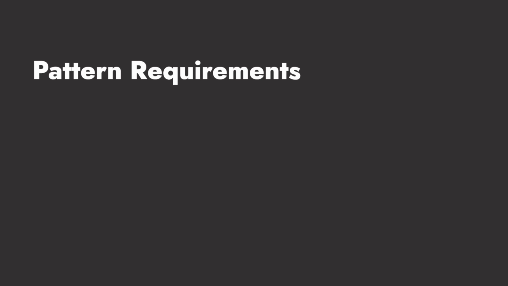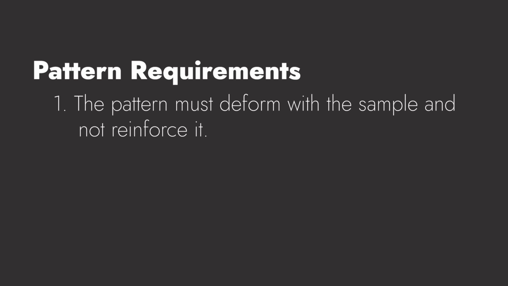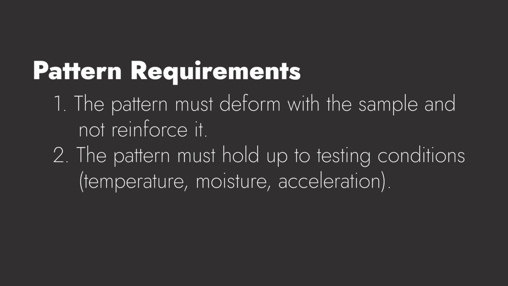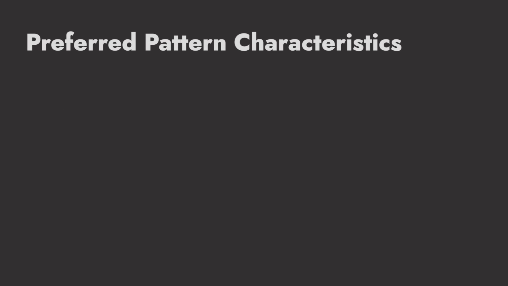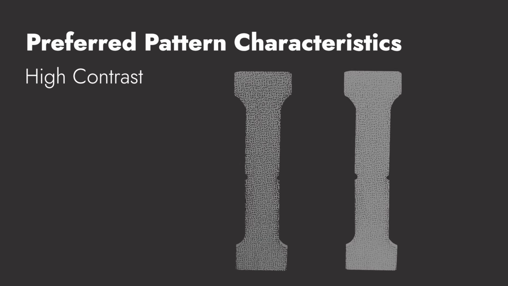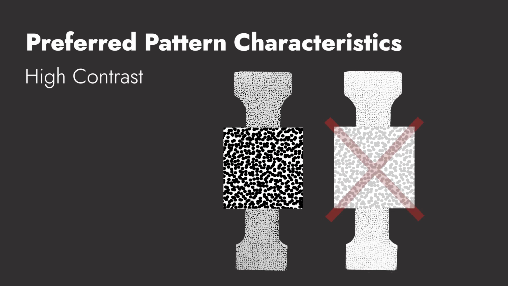In general, the speckle pattern needs to deform with a sample and not reinforce it, and it must hold up to testing conditions like temperature, moisture, and acceleration. In addition, to provide quality tracking information, DIC speckle patterns should also feature the following characteristics. High contrast. The pattern should feature either dark black dots on a bright white background or bright white dots on a dark black background. The higher the contrast, the better.